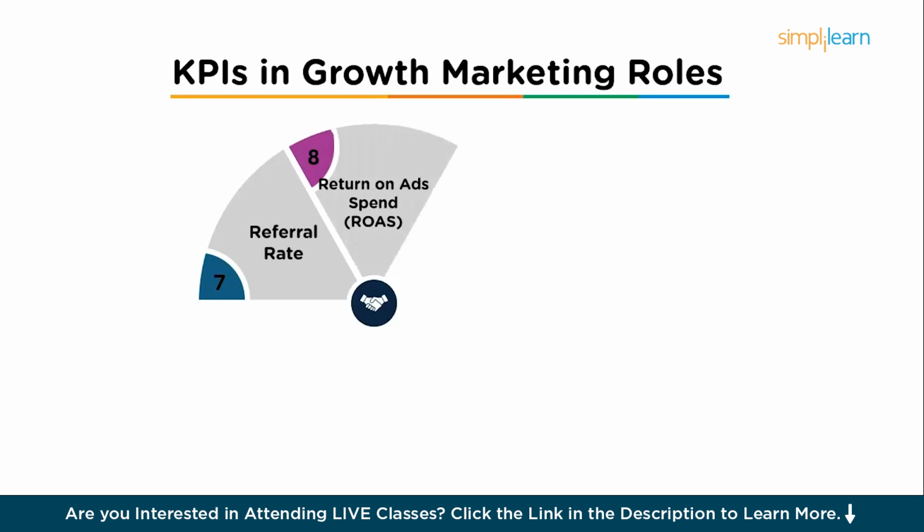Then comes return on ad spend, ROAS, revenue generated for every dollar spent on advertising, a key indicator of paid marketing campaign profitability. So why do these matter? Tracking these KPIs helps growth marketers identify bottlenecks in the funnel, justify marketing spend and initiatives, and prioritize high-impact growth experiments.